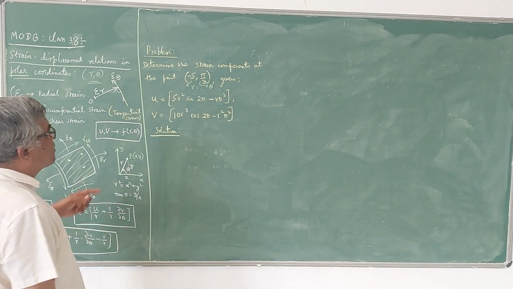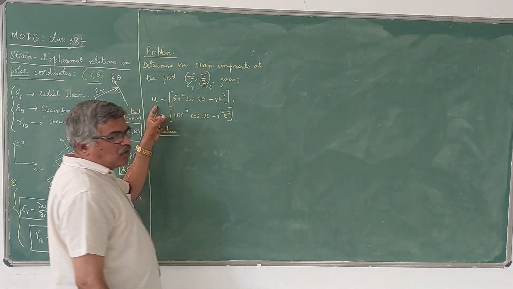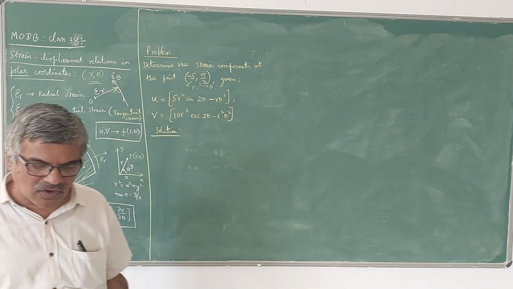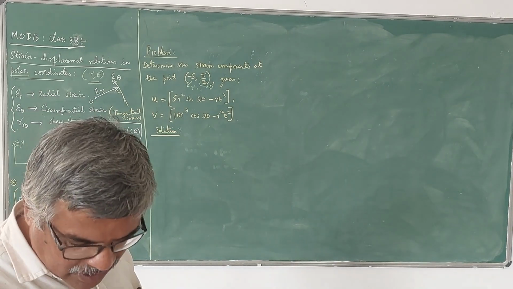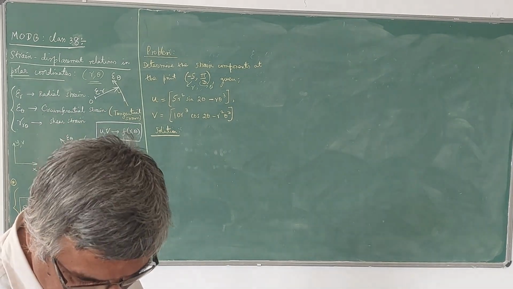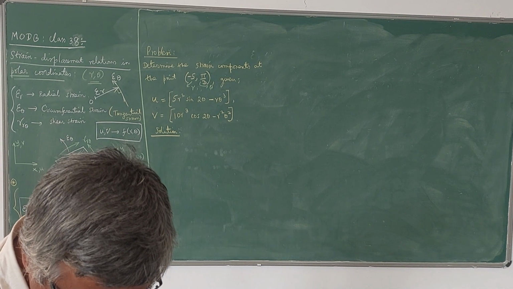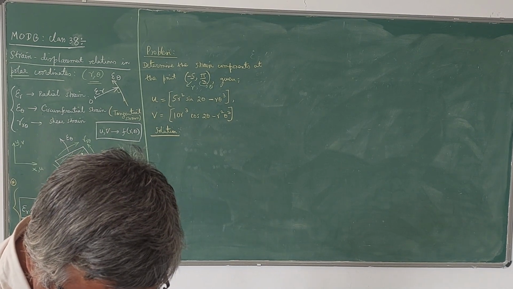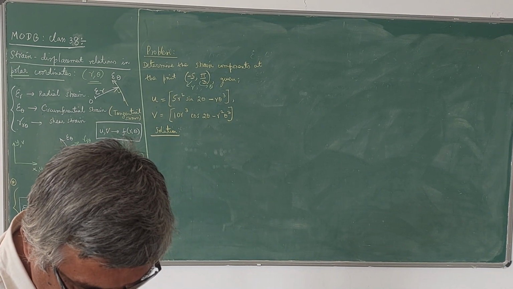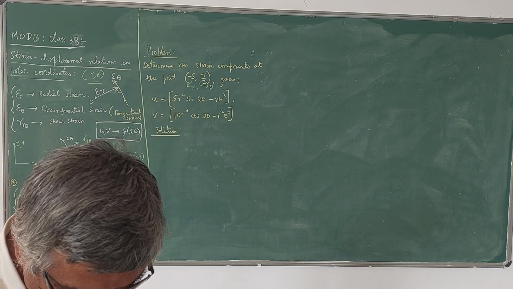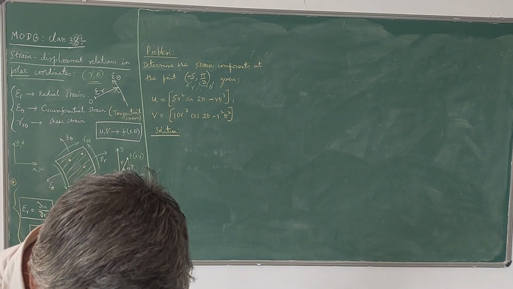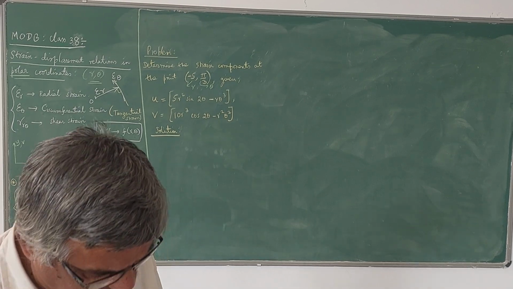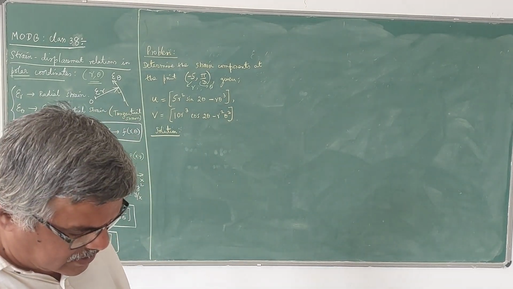So these two are the functions they have given. U and V, they are functions of r and theta as already told. U is pi r square sin 2 theta minus r theta cube and V is 10 r cube cos 2 theta minus r square theta. So this is what is U and V given.